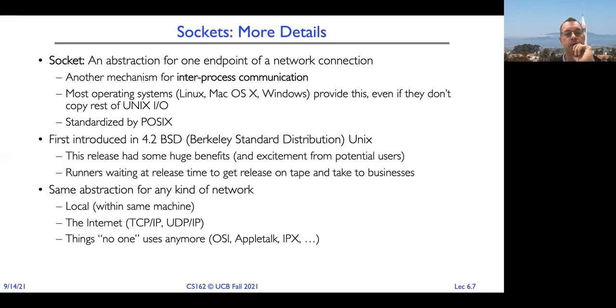Okay, so like we discussed, the socket is an abstraction for one endpoint of the network. In general, you have two processes, two endpoints communicating with each other. Each of them is going to have a socket, and somehow you need to connect these two sockets to each other if you want to establish a connection.